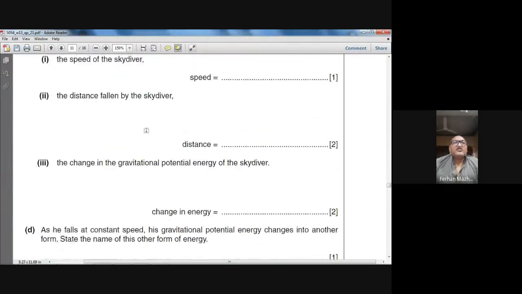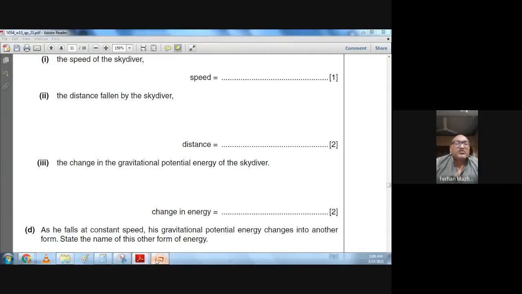Then he asks for the change in the gravitational potential energy of the skydiver. I now know how much drop he has in these 12 seconds, and I can find the gravitational potential energy. The formula is very simple, mgh. The change in the gravitational potential energy is equal to mgh. We just have to put in the values.